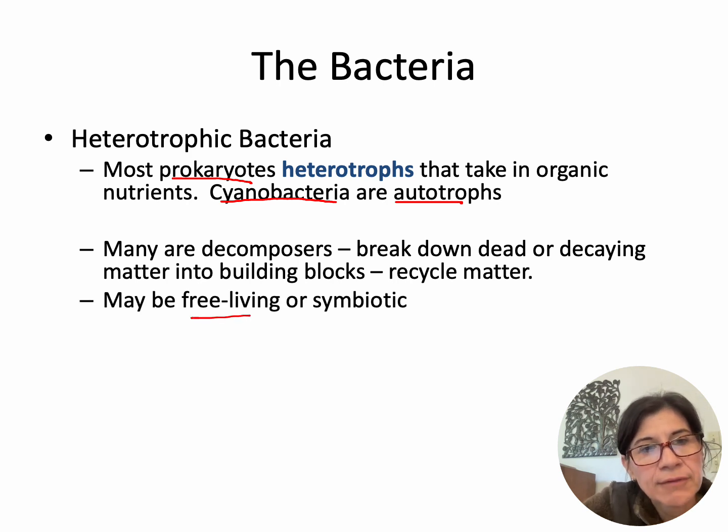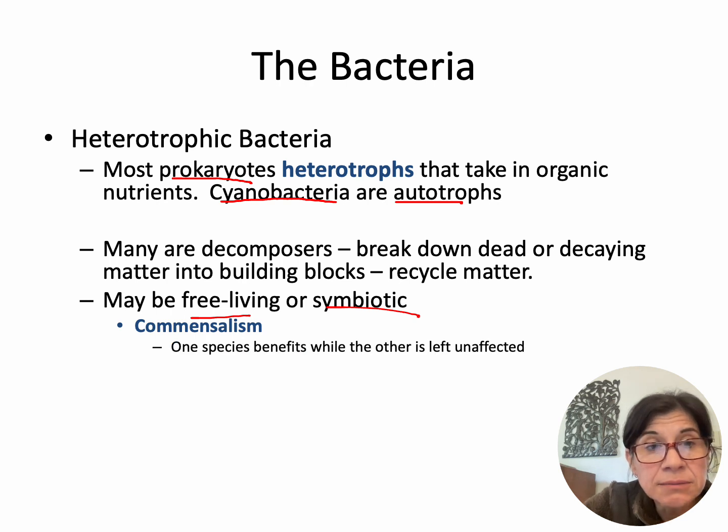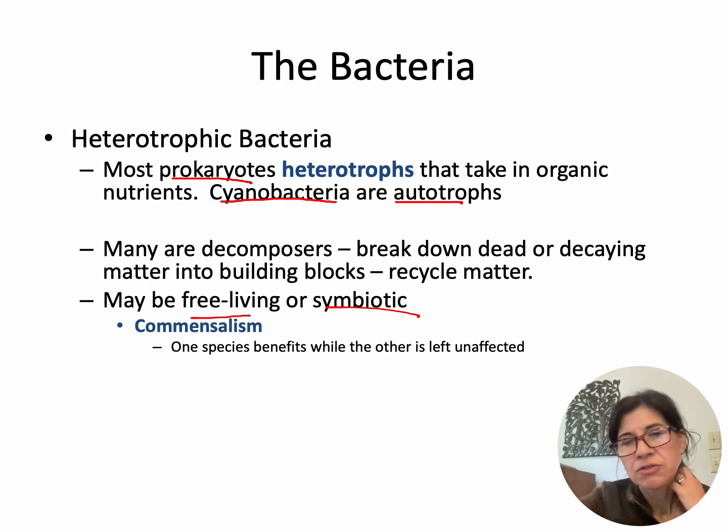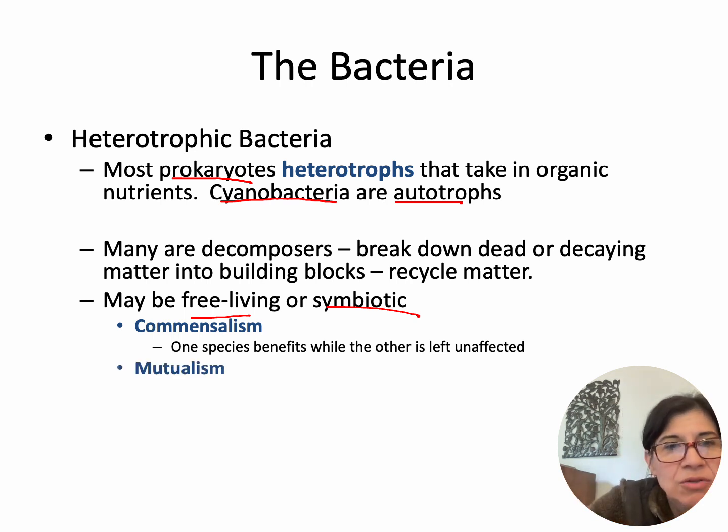Bacteria can be free living or symbiotic. Remember, symbiotic is a close relationship with another organism. Bacteria can be commensalistic, when the one benefits, the other one doesn't. So you don't have to memorize these terms, but they're all just different symbiotic relationships. So we have a lot of bacteria living on our skin that doesn't affect us, but they benefit because they have a place to live.